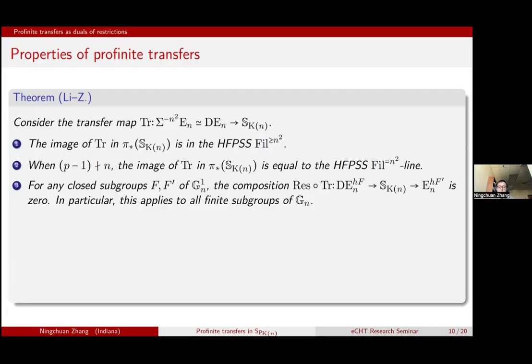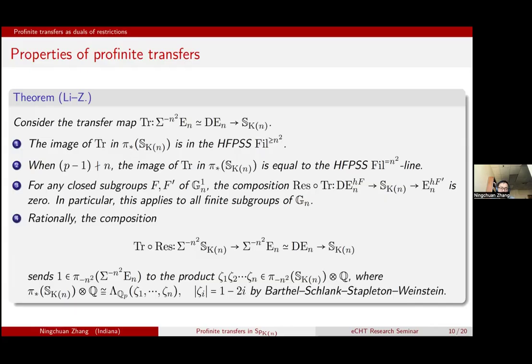I mean, you can take f and f prime to be the same, and yeah, it is zero in this case. Lastly, the other way composition, if we first do restriction, that's like we send the K(n)-local sphere to the K(n)-local Morava E-theory, and then we follow that by transfer.